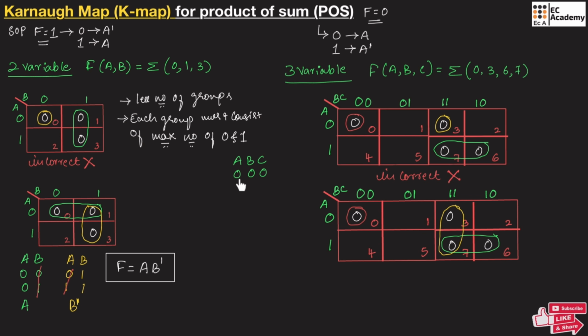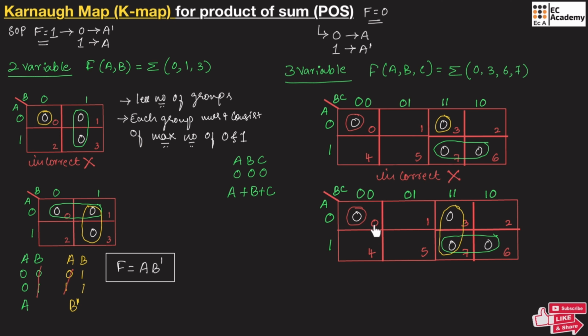We can take A, we can take B and we can take C. For these variables we need to perform OR operation. So we need to put plus sign between each variable. So this is nothing but sum.